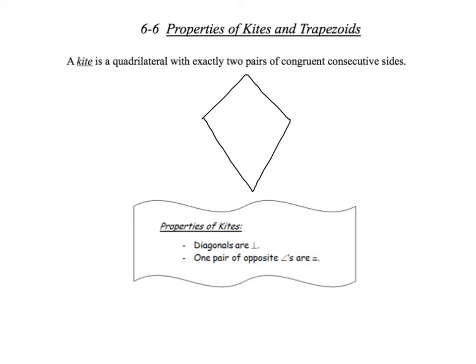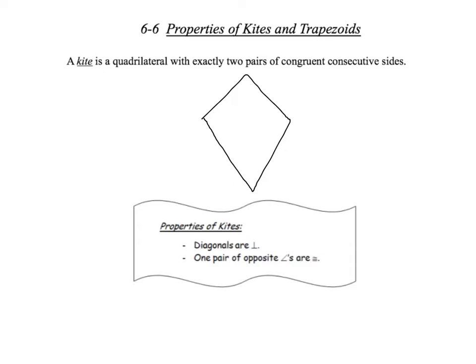So for the last section of this chapter, 6.6, we're going to talk about two different types of quadrilaterals. We'll talk about kites and trapezoids. And the reason why I said quadrilaterals and not parallelograms is because kites and trapezoids are not parallelograms. They do not have opposite sides that are indeed parallel. Trapezoids only have one pair, not both. So let's take a look at kites first.